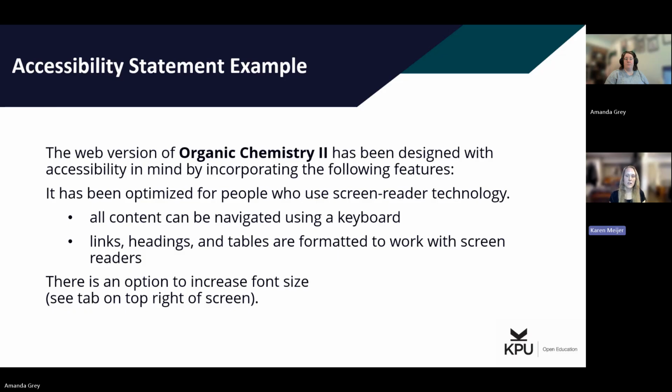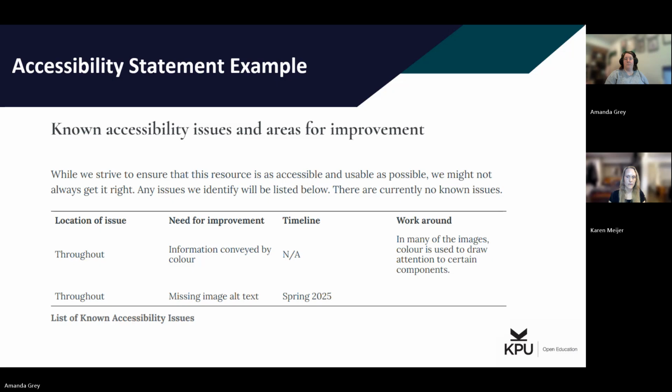The accessibility statement will list the ways in which the book is accessible. Here's a section from an accessibility statement that talks about how it has been optimized for screen readers. Accessibility statements also list the ways in which accessibility can be improved upon, including the timelines and known issues for which we don't yet have a plan for improvement.